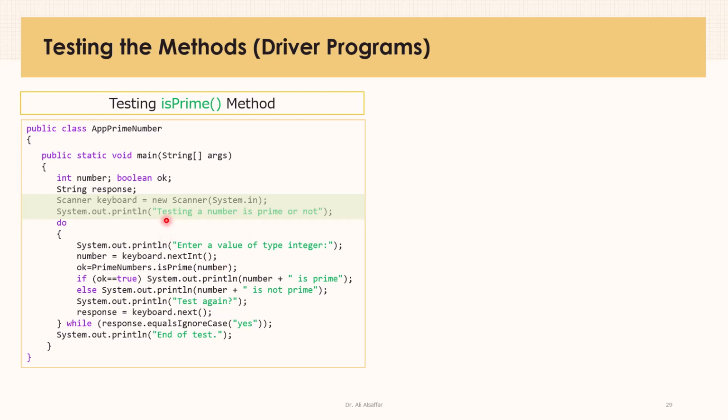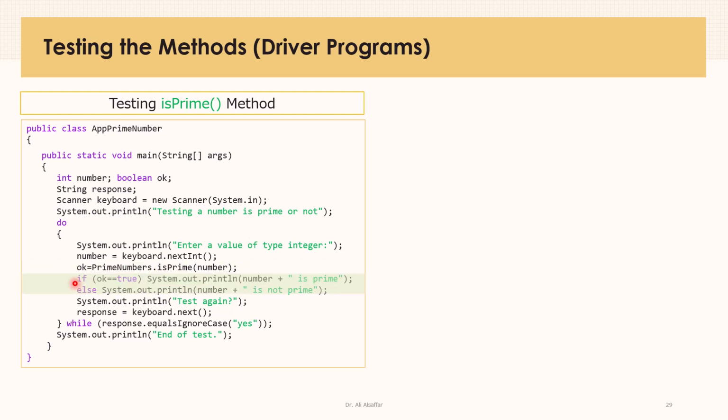First we will display a message, testing whether a number is a prime or not. This tells the user that this is a test driver for the first method. Inside the loop, we will ask the user to enter an integer value. Next, we supply it to the method isPrime. Notice how we are calling this method: by writing the class name followed by the name of the method. Why? Because this is a static method, therefore you can call it directly from the class. And then the return value is saved into OK.